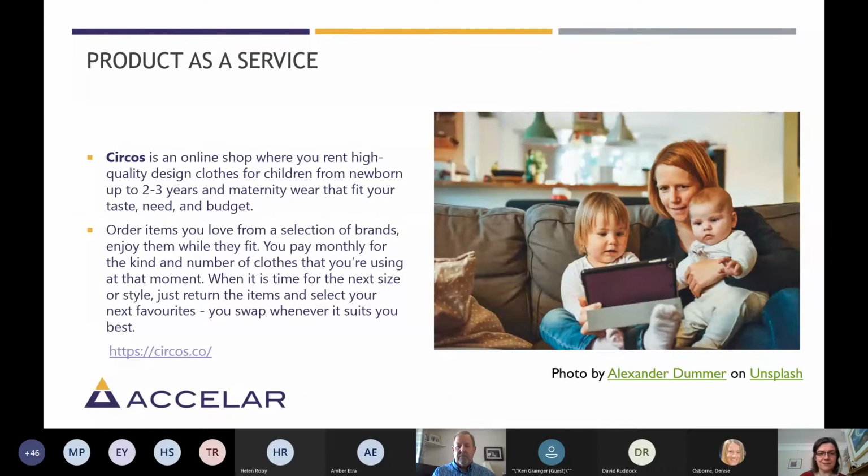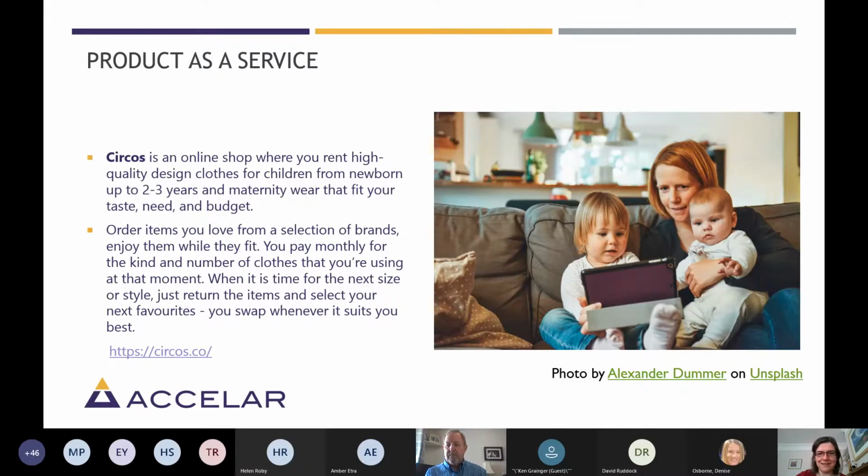The second one is product as a service. Circos is an online shop where, instead of buying maternity and children's clothes, you can order the items that you like and pay for them on a monthly basis, then send them back and get the next size up. I know in this particular area there's a lot of informal sharing going on, which is fantastic, but here's a commercial take on that.